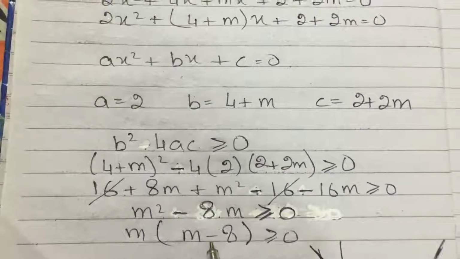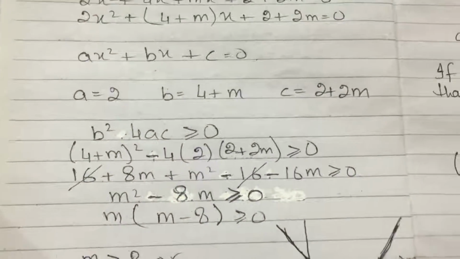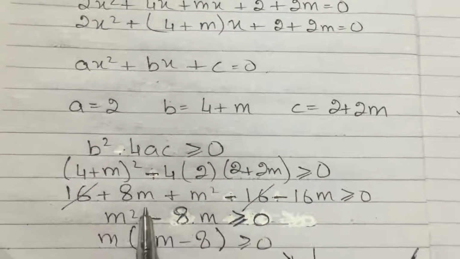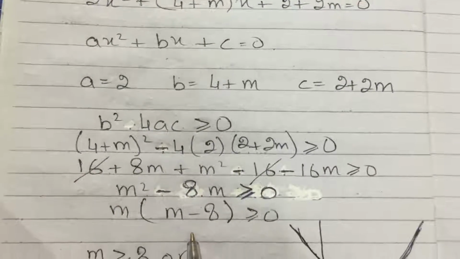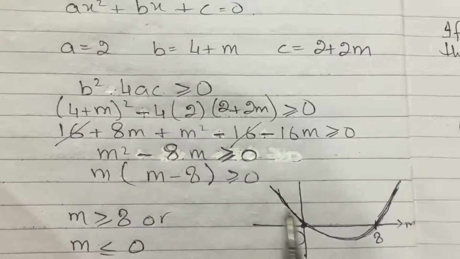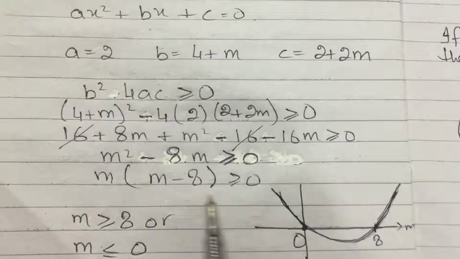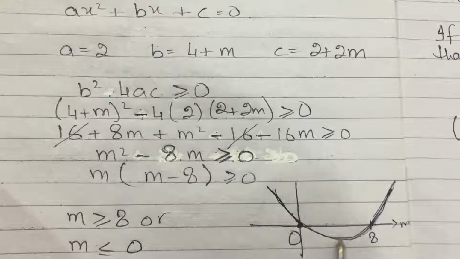Now whenever we have factorized form, it actually gives us, if we can recall the quadratic equation, x-intercept. Here my x-axis is my m-axis. So if I draw roughly or sketch roughly, the graph is intercepting at 0 and 8. Since the coefficient of m square is plus, it will be minimum value curve.